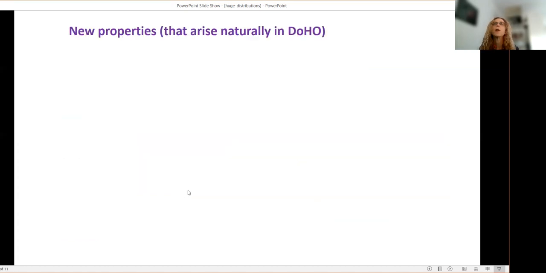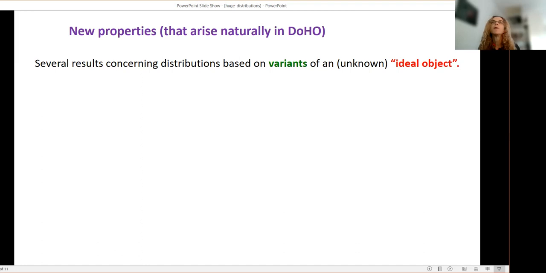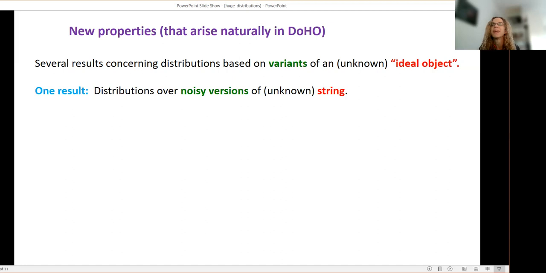Okay, so one more thing before I talk a little bit about theorem one: we also have a third type of results, which are new properties that arise naturally in Doho. These new properties are of the form that the distributions are based on variations of an unknown ideal object. So what does this mean? Here I'll give examples of what I mean.